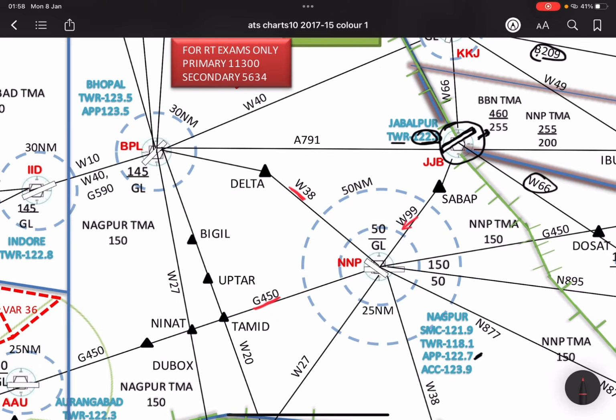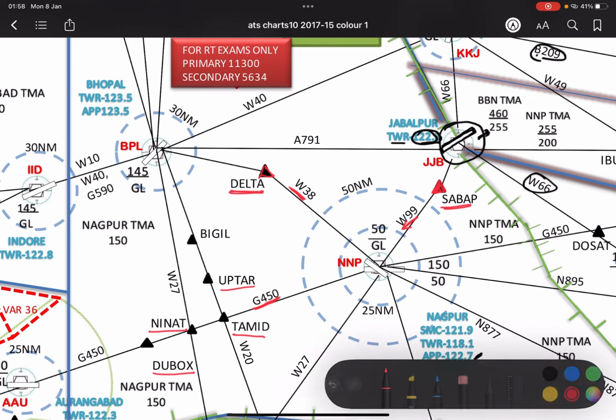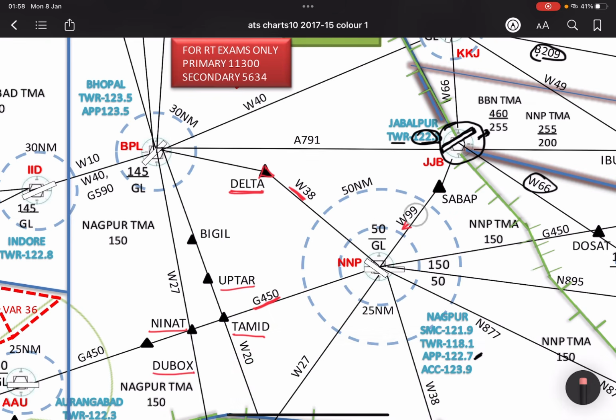And then you'll also notice there are these triangles, okay? There are these triangles written with 5-letter words. Like this one is called Delta. This one is called Uptar. This one is called Tamid. This one is called Ninat. This one is called Dewbox, okay? So you'll see these all have these 5-letter names, right?